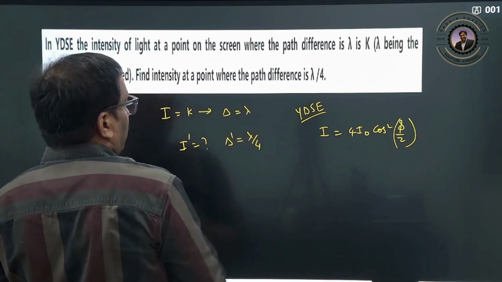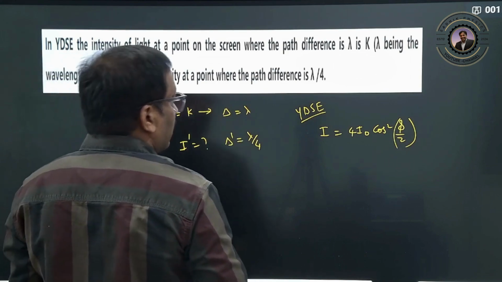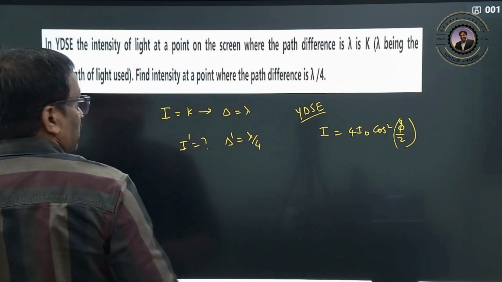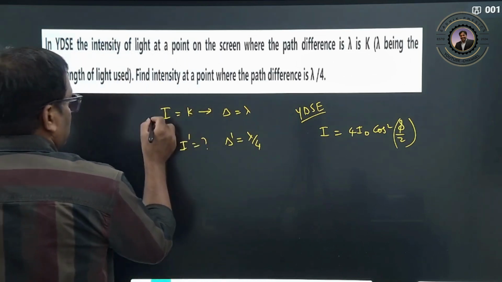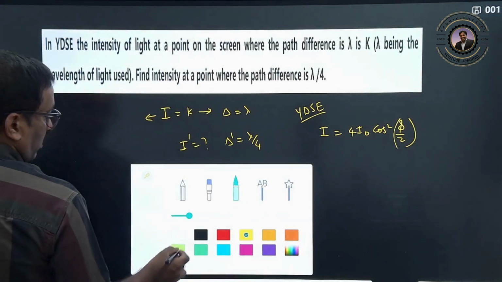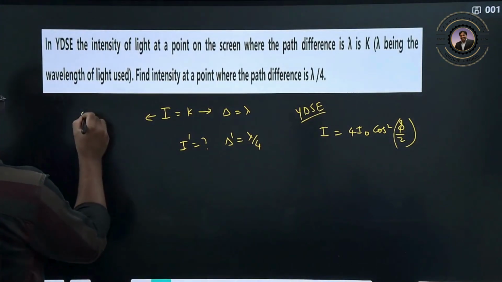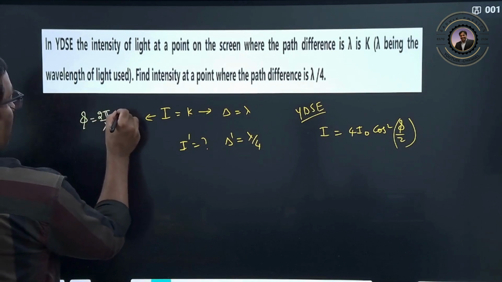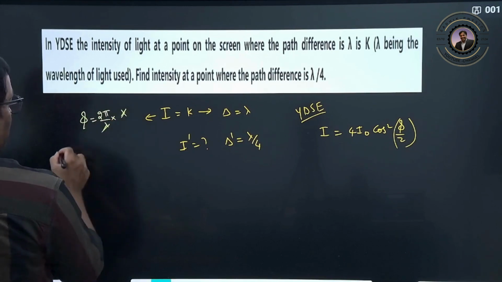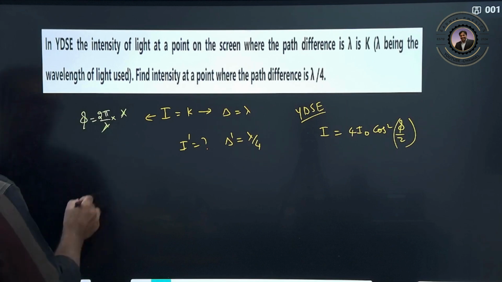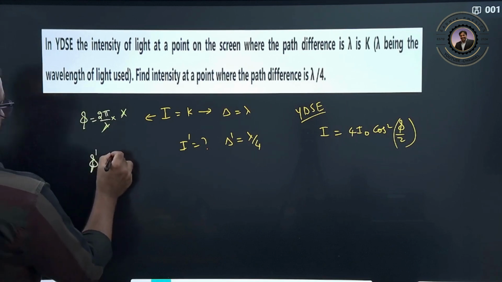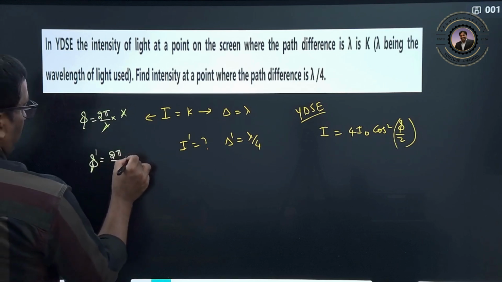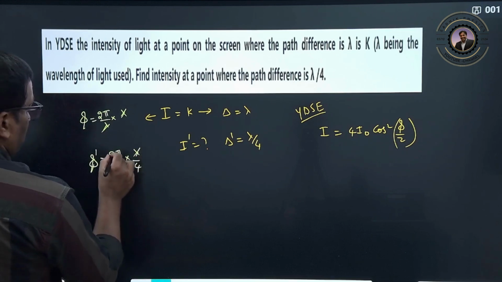Here the path difference is given, and he did not give any phase difference. Therefore, first let us calculate the phase difference in this situation. The phase difference is 2 pi by lambda into lambda. This will get cancelled out, so the phase difference is 2 pi. For the new phase difference, 2 pi by lambda into lambda by 4 gets cancelled out, giving pi by 2.